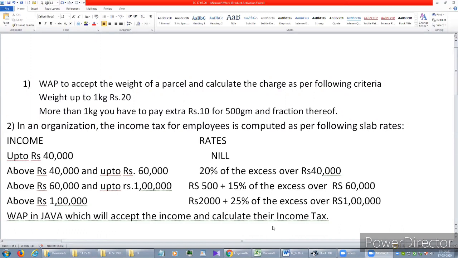If the weight of a parcel is suppose 1 kg 700 gram, then what do you have to pay? Same concept. Same concept means up to 1 kg, you have to pay.